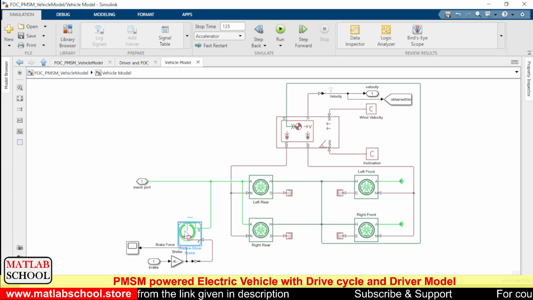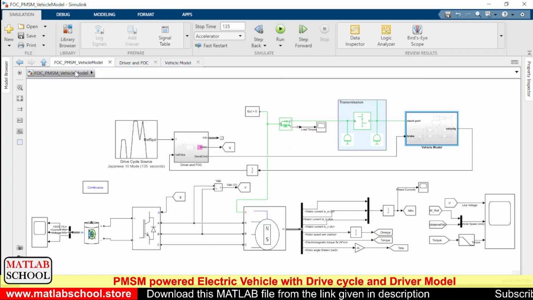Here we have the brake. This brake shoe will be connected to the driver model's brake. So the deceleration command will make the braking of the vehicle. Whenever we want to decrease the speed or decelerate the vehicle, this brake will be applied.